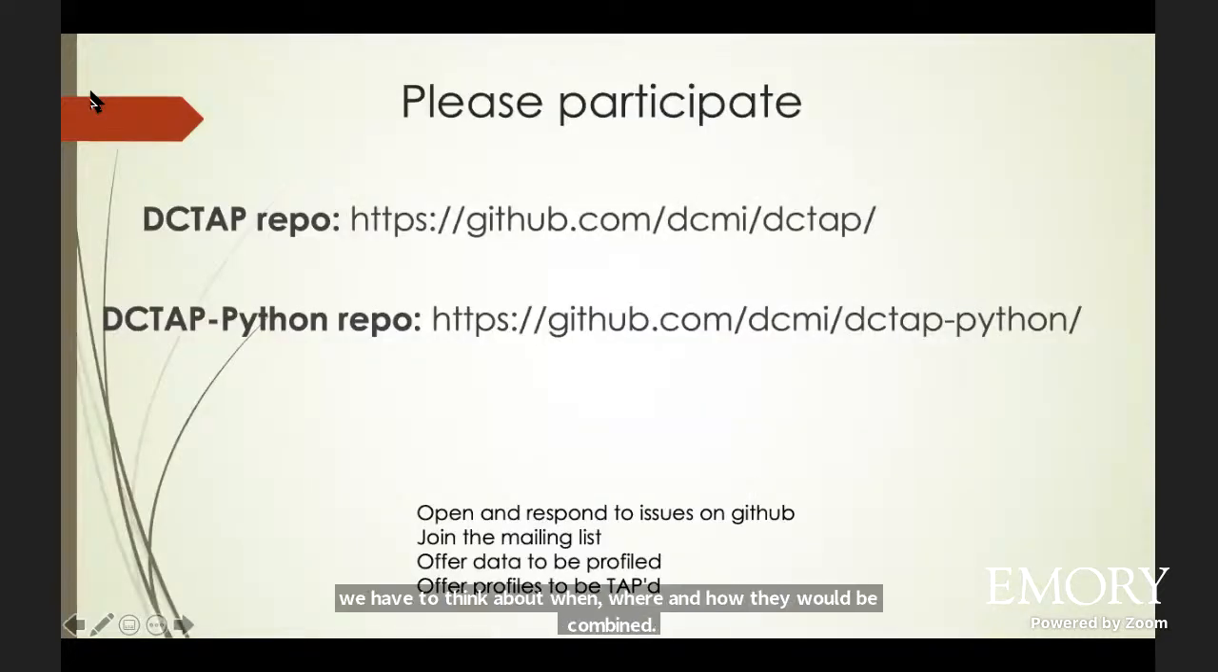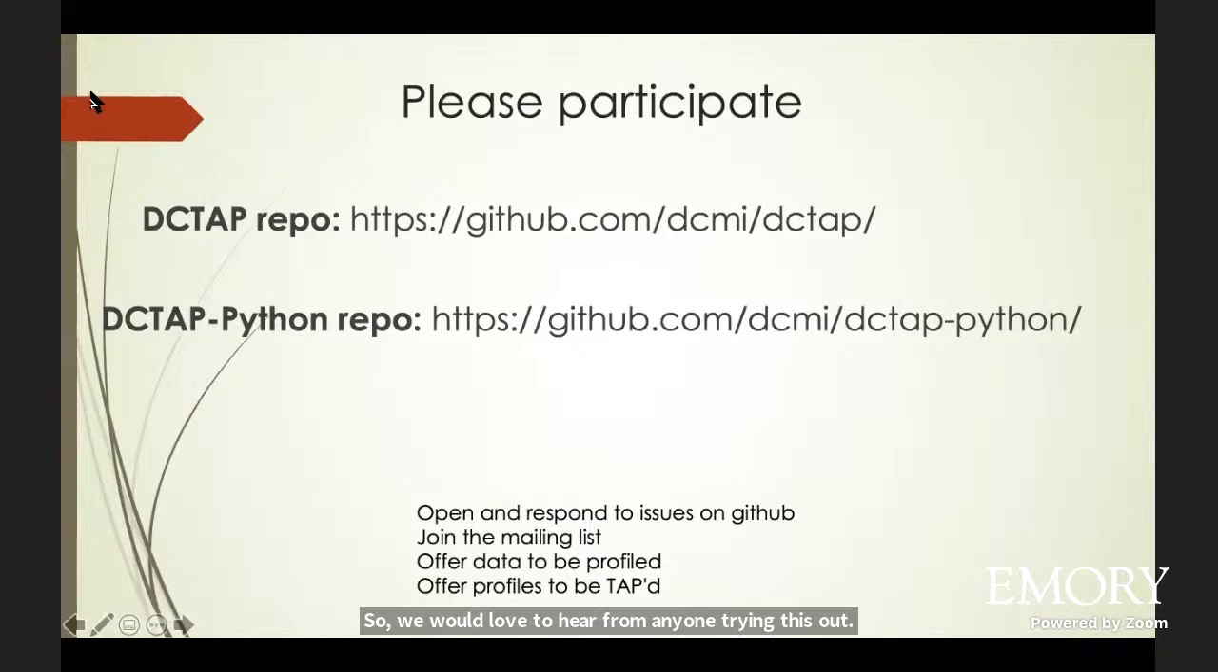So we would love to hear from anyone trying this out. There's lots of ways to participate. It's all very open. You can open issues on GitHub. We have a mailing list. So if you go to the DC TAP repo, you'll see there in the README, it'll tell you where the mailing list is and how to subscribe.